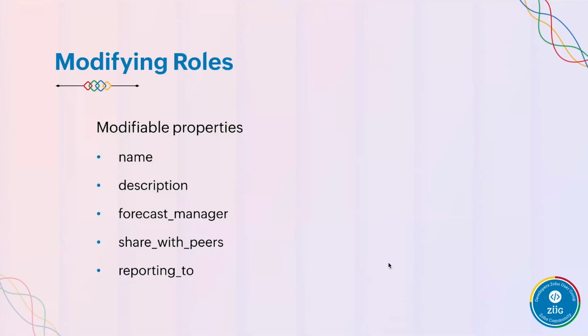Modifying roles. The properties that are modifiable are the name of the role and description. You can change the forecast manager of the role, whether it can be shared with peers, share_with_peers, and the reporting-to hierarchy can also be changed in the JSON file.